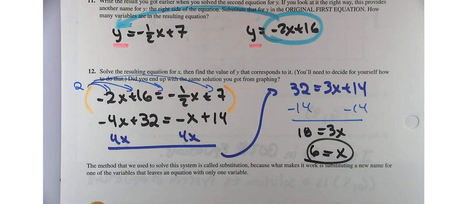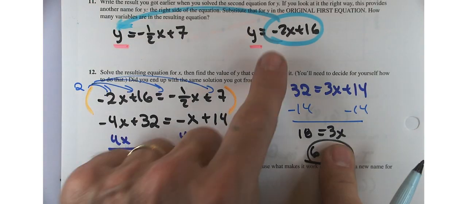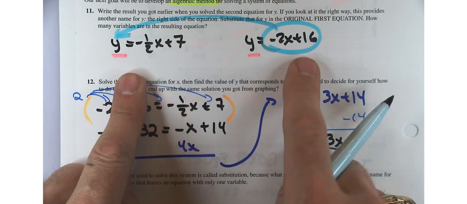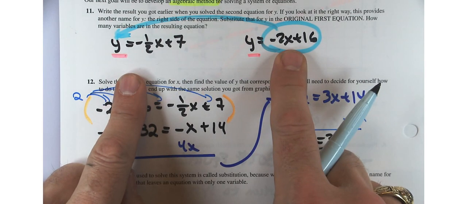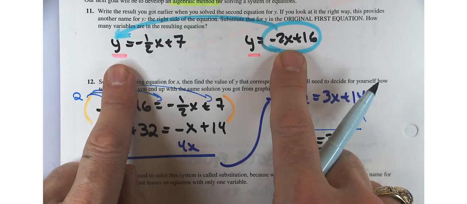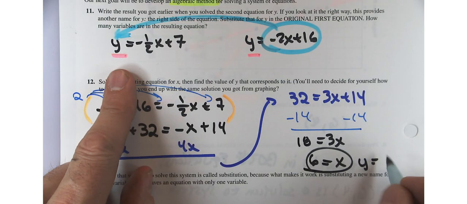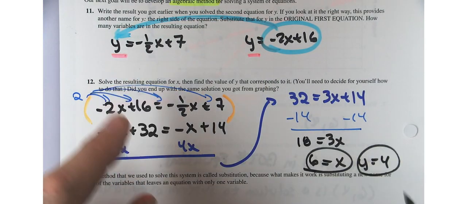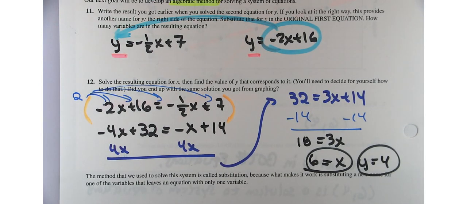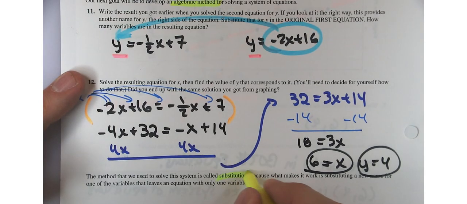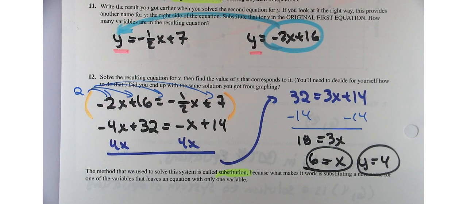Now, if you wanted the y variable, and typically speaking, you will, you'd plug that back into one of these two expressions. This one looks better than the other one, but it doesn't really matter. You plug it back in, and you get your y equals 4 from substitution. So, yay. And in fact, that's what we call this method, the method of substitution. It's one of the ways you can solve a system of equations.